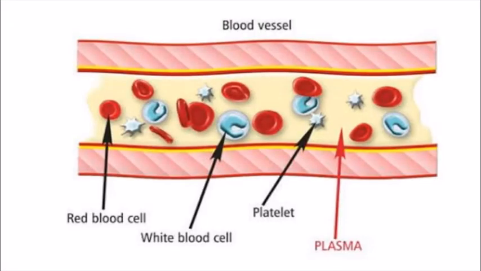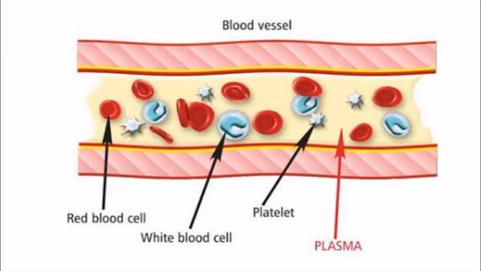Now the color of plasma is yellow. Your blood is red in color, but when we centrifuge it, when you separate the cells of the blood and the water content, that is the plasma, then we will find that the plasma is yellow in color. Now it consists of various proteins, water, and salts.